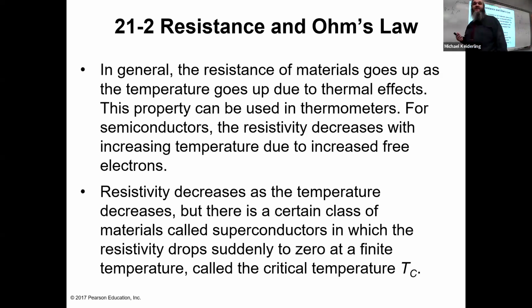And resistivity decreases as the temperature decreases, but there's a certain class of materials where resistivity will actually drop to 0. These are called superconductors. Resistivity will drop suddenly to 0 at a finite temperature called the critical temperature, T critical. And thus you can have a current flowing with 0 resistance. There is, however, a maximum current that can flow.